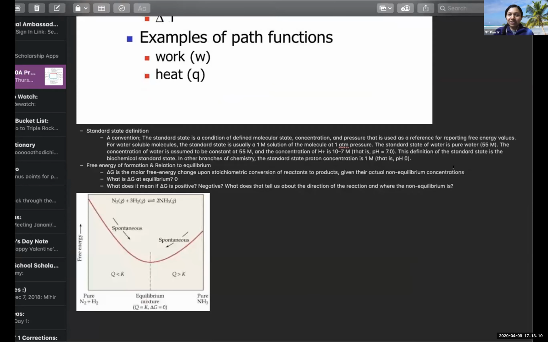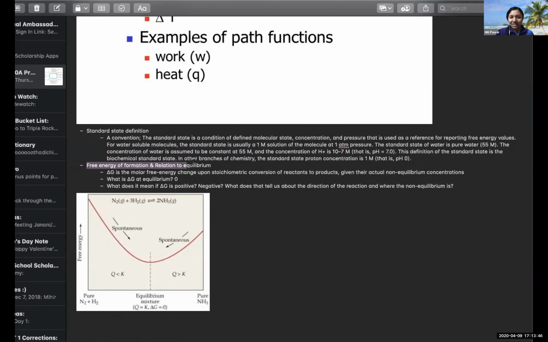And standard state definition is pretty standard. It's just the convention. In biochemistry, it might be different from physics. For this class, for water soluble molecules, the standard state is usually 1 molar at 1 atmospheric pressure. Concentration of hydrogen ions is 10 to the negative 7 when you're calculating for pH. It'll just be the definition. And I think for most of Korean's exams, he always tells you what standard state is, so you shouldn't have to have it memorized, or you can just add it to your cheat sheet.